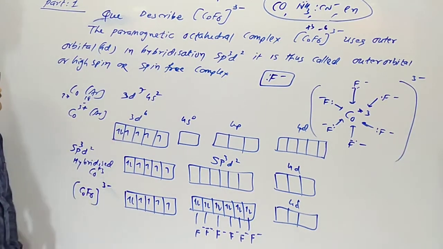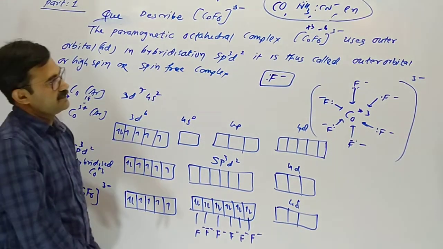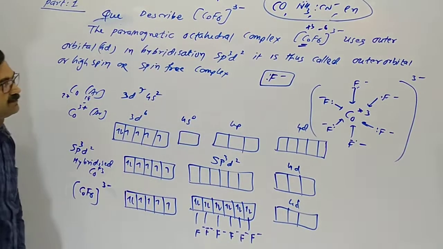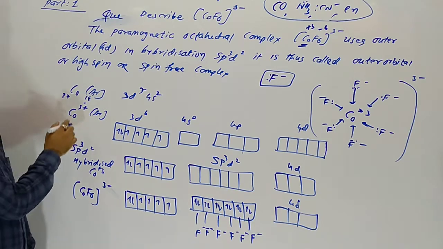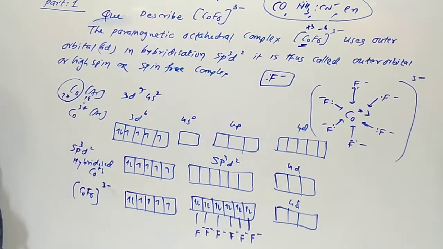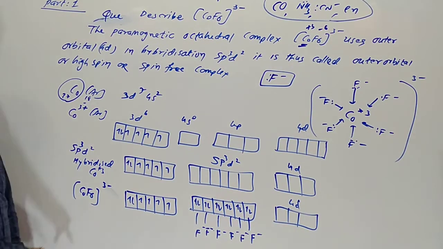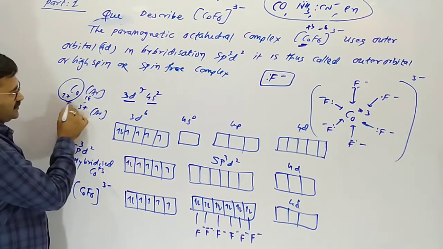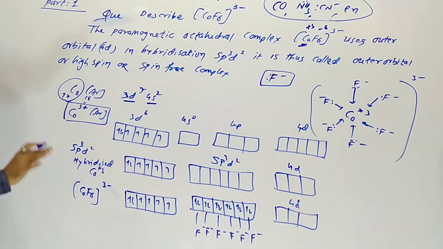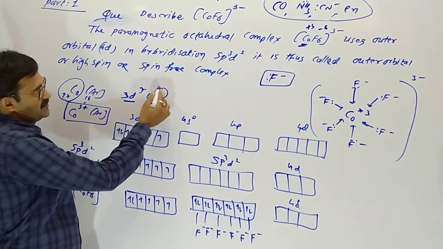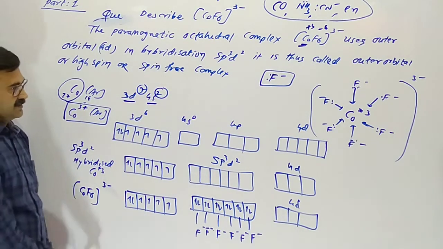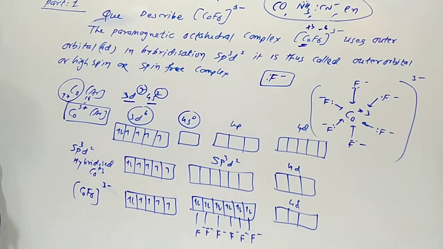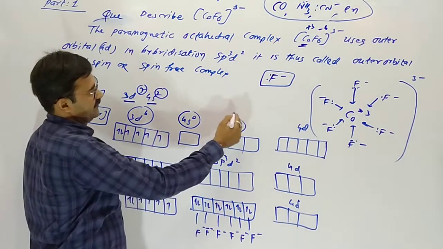In the entity, inside the square bracket, the oxidation number of cobalt is plus 3. Cobalt has atomic number 27, so it will be 4s2 and 3d7. In plus 3, 3 electrons are removed: 2 from 4s, 1 from 3d. So 4s0 and 3d6. 4s is vacant, 4p is vacant and 4d is vacant.